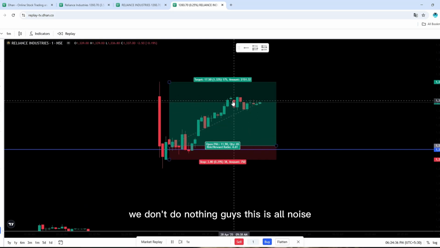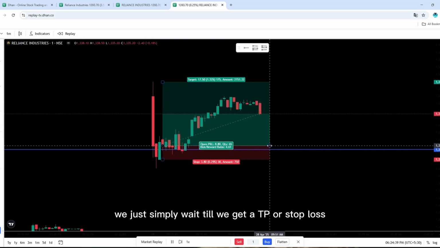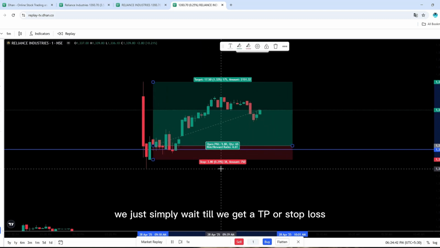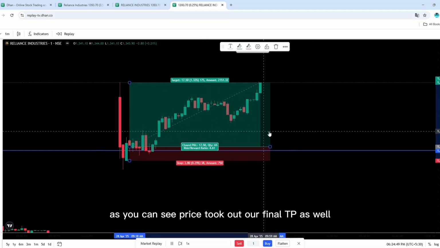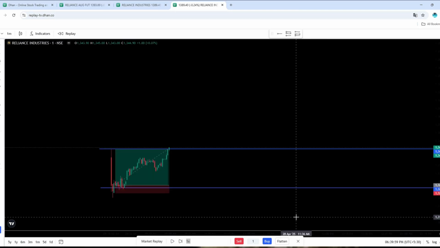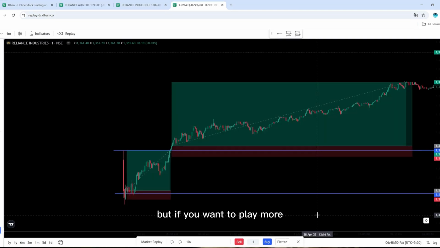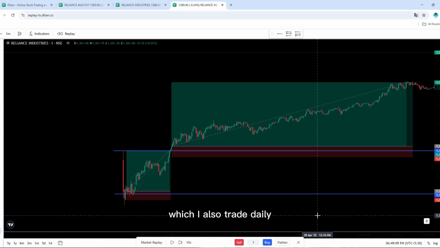We don't do anything, guys. This is all noise. We just simply wait till we get a TP or stop loss. That's it. As you can see, price took out our final TP as well. Alright, just before 10 o'clock we have already done our day. But if you want to play more continuation towards the upside, you can look for the first logical candle setup, which I also trade daily.